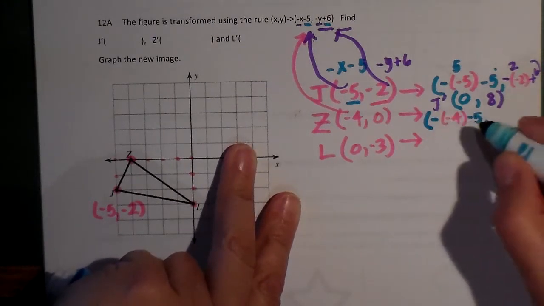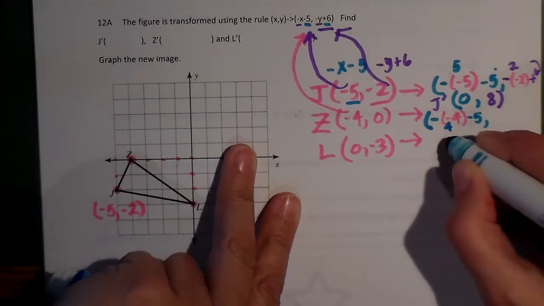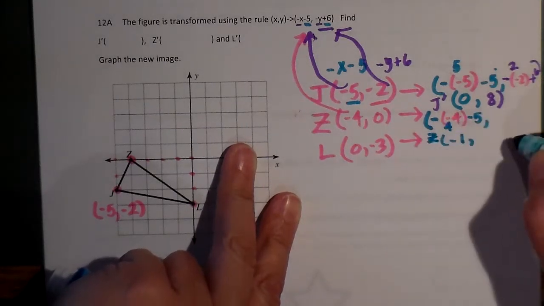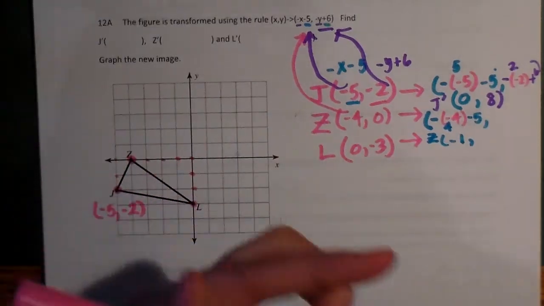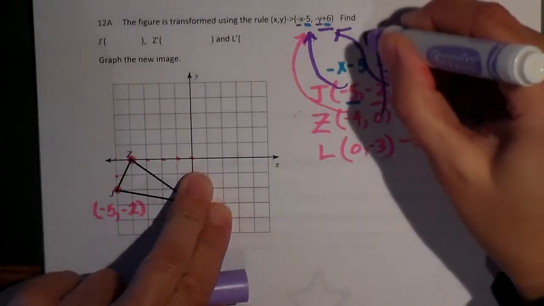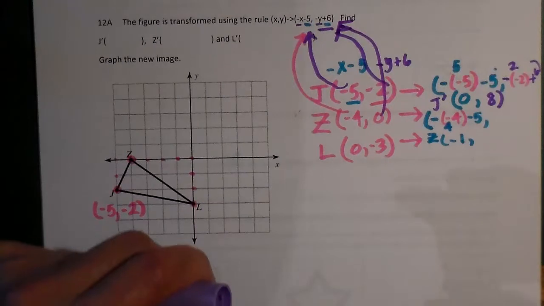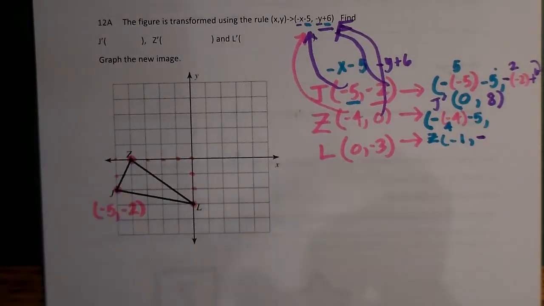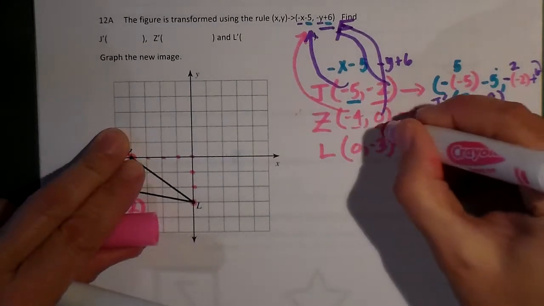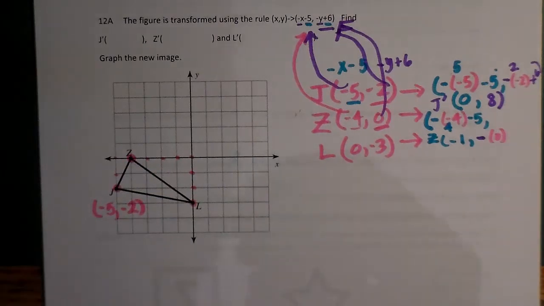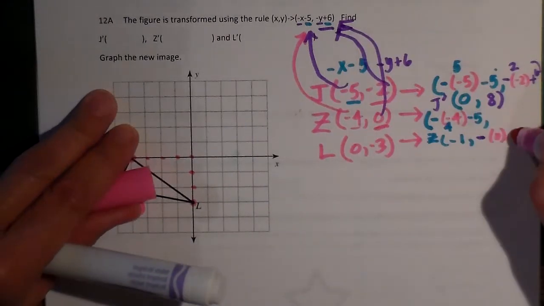Negative negative 4 becomes just positive 4, and 4 minus 5 is negative 1. So that's your coordinate for z. Now let's do the y coordinate the same way, okay? The y coordinate, you're going to plug into that, okay? So I'm going to have negative, and in this particular instance, what is my y coordinate? 0, right? So negative 0, which is just going to be 0 plus 6.